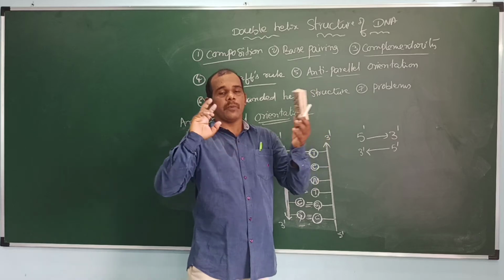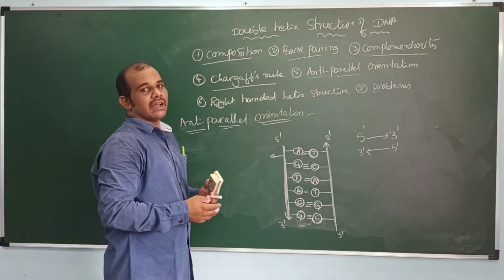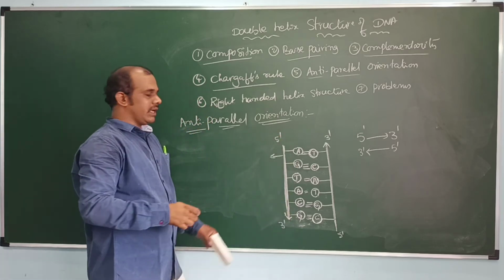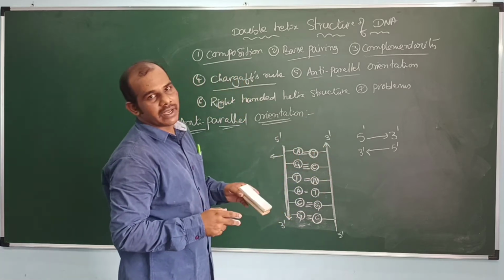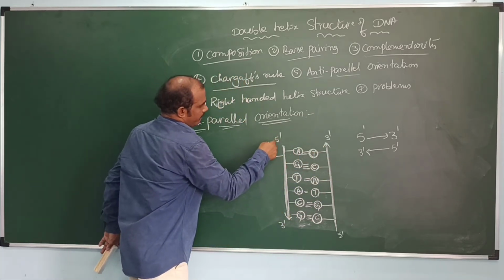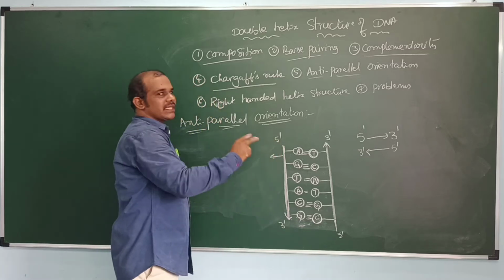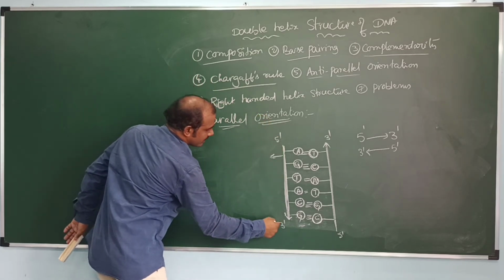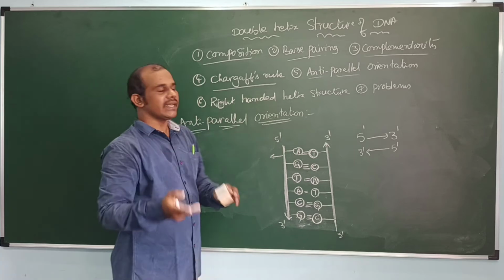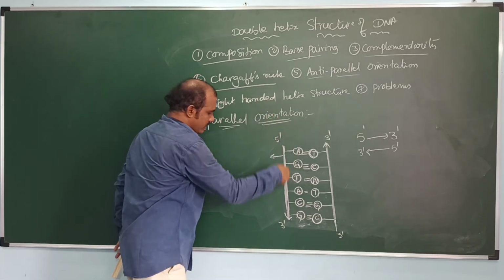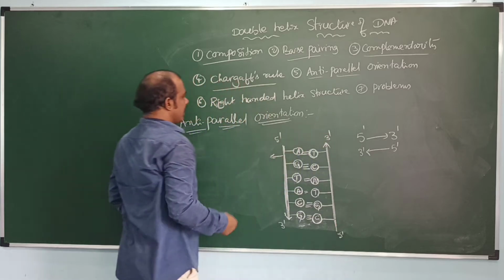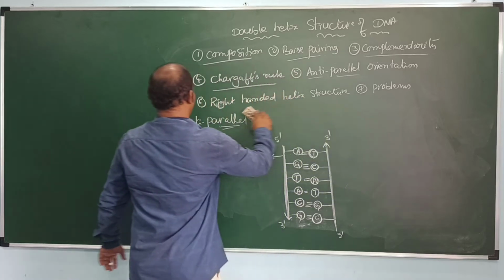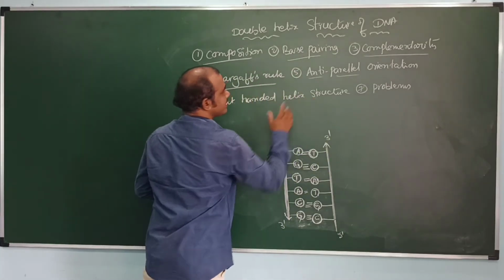Even though they run in opposite directions, the polymerization always occurs from 5 prime to 3 prime. In both the strands, the polymerization always occurs from 5 prime end to 3 prime end, but the orientation is different. One runs downwards, another one runs upwards. This is called anti-parallel orientation. Now let us know the right-handed helix structure.